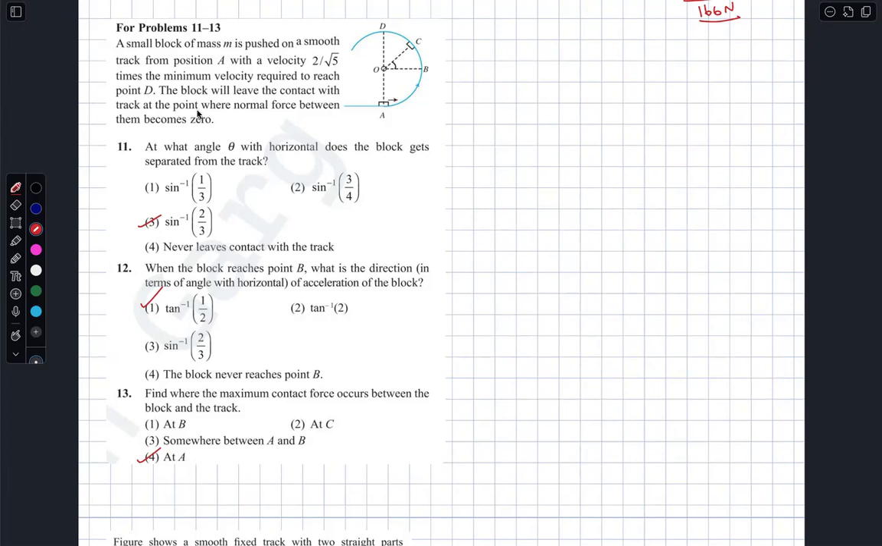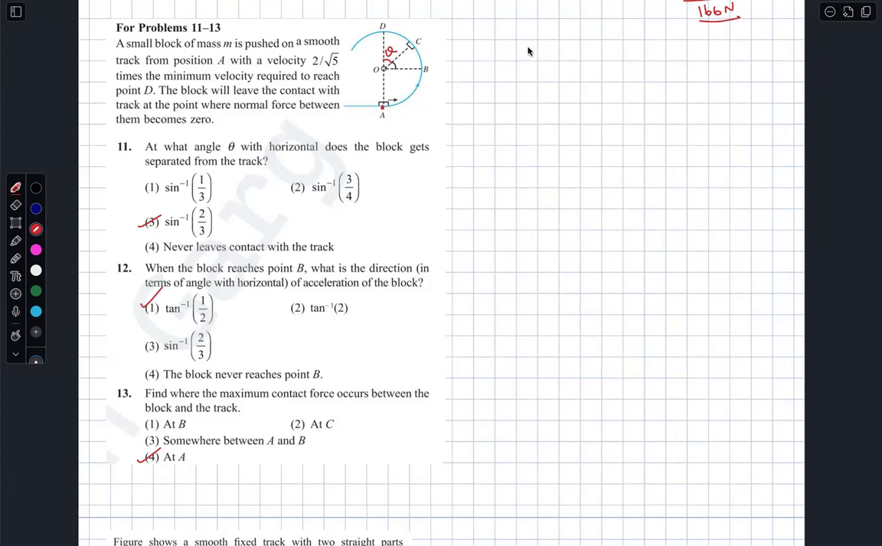My doubt is, I can easily solve this question. Out of all the options, normal reaction is maximum at the lowest point, so this you can answer easily. At what angle theta with horizontal does the block get separated from the track? Now we know how to do a question like this.